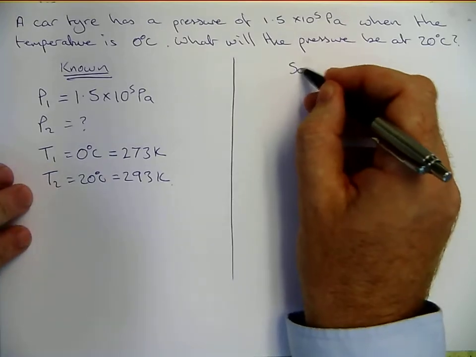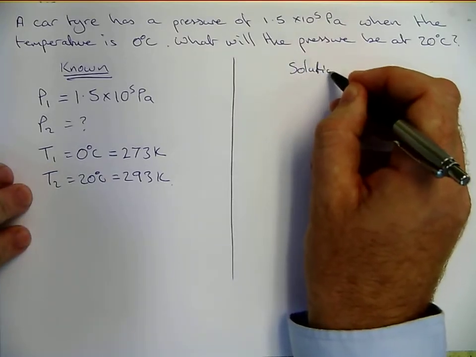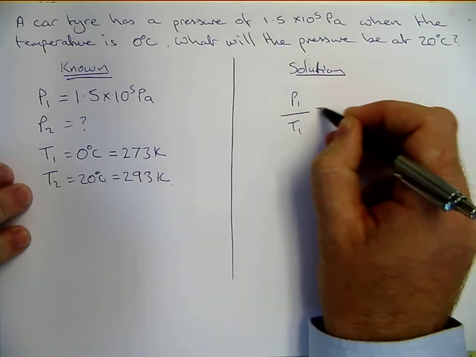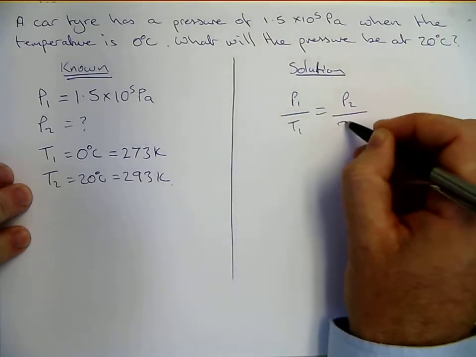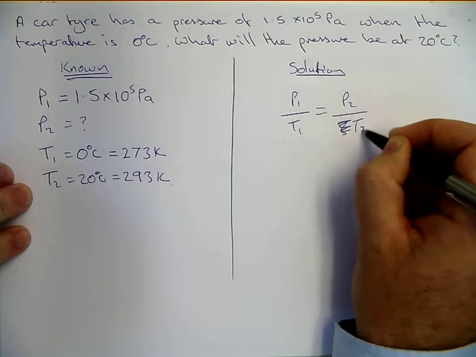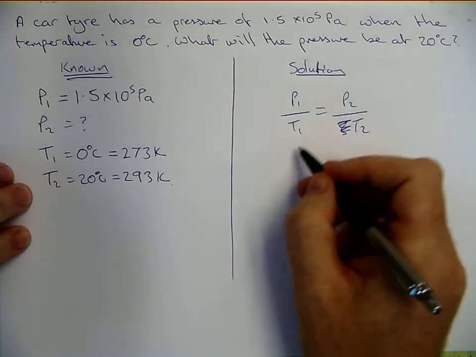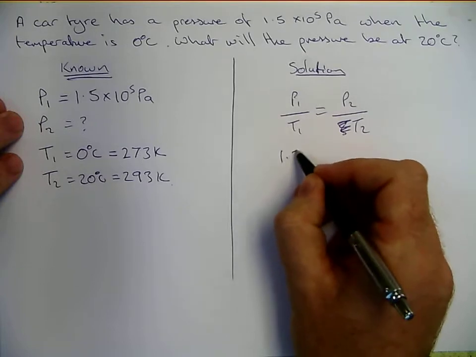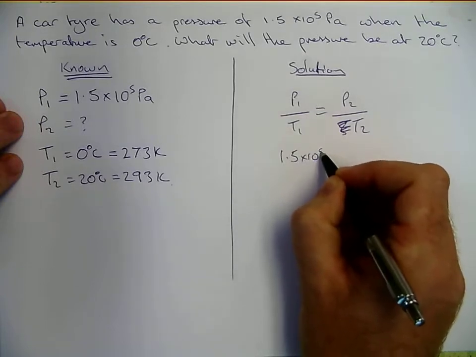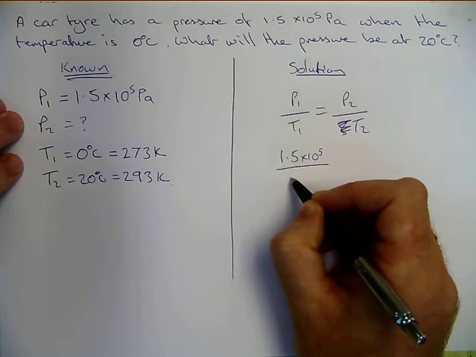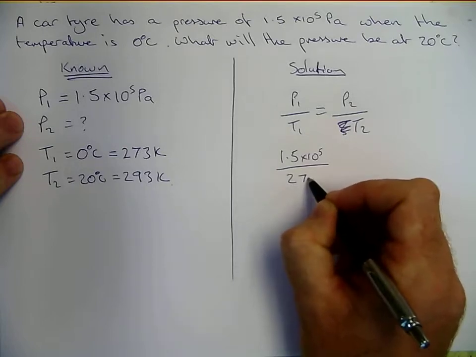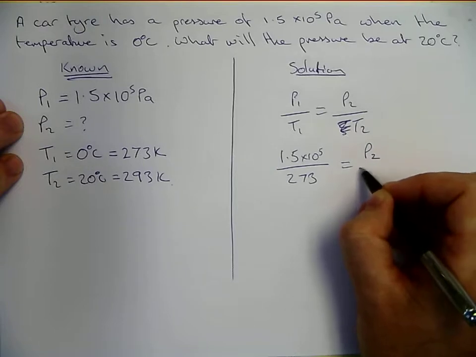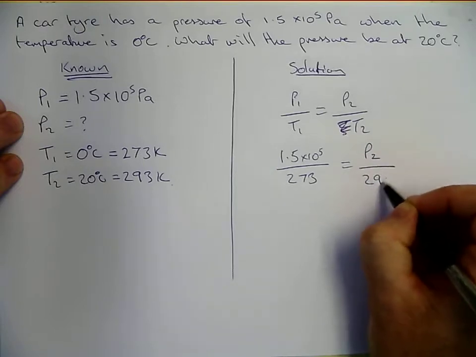So the solution, P1 over T1 equals P2 over T2. Sorry about the mess. So let's just put the numbers in then. So P1 is 1.5 times 10 to the power of 5. T1 is 273. And P2 stays the same because that's what we're after, and T2 is 293.